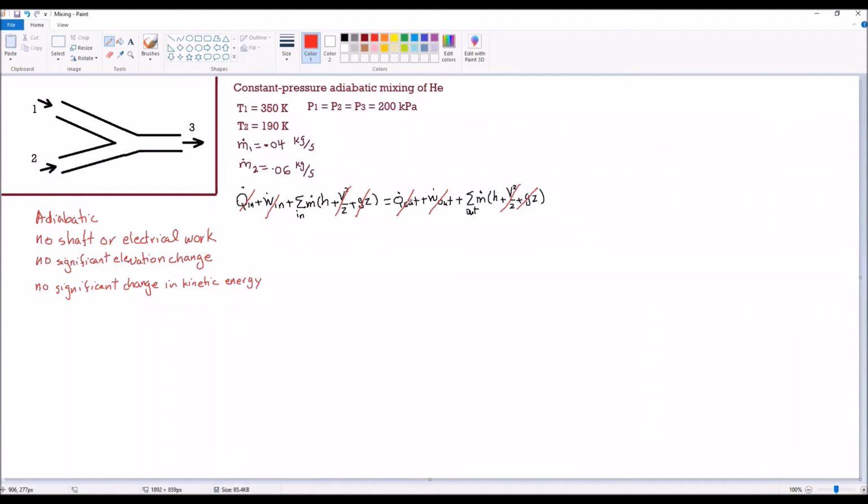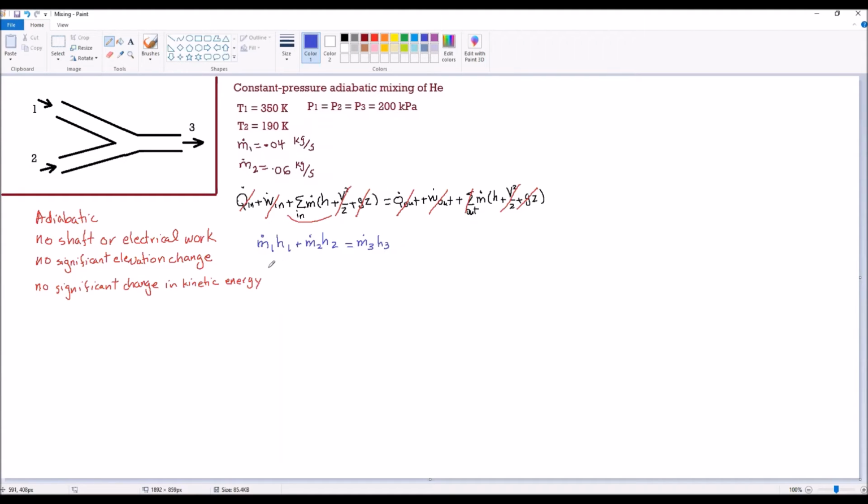Then the sigma sign: at the exit we only have one outlet and we have two inlets. So we need to expand this term, m dot h, for the two inlets. I'm going to do that now. It's going to be m dot 1 times h1 plus m dot 2 times h2. On the right hand side, we just have m dot 3 times h3. So this is the simplified form of the first law of thermodynamics for this steady flow adiabatic mixing problem.